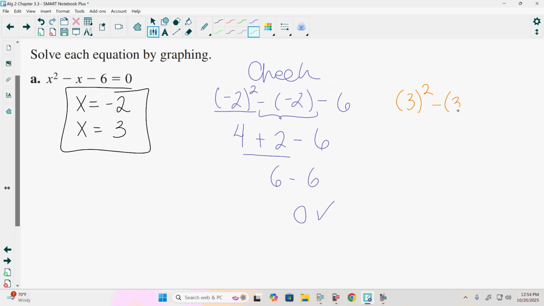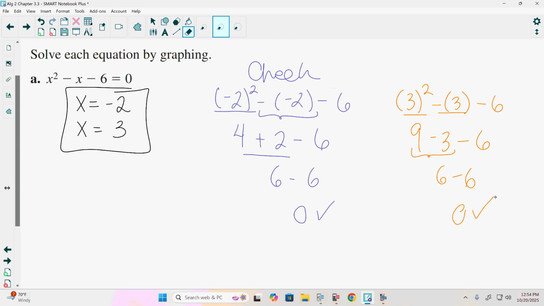3 squared minus 3 minus 6. Now 3 squared is 9. Our -3 would be -3 minus 6. 9 minus 3 is 6, and 6 minus 6 is indeed 0.